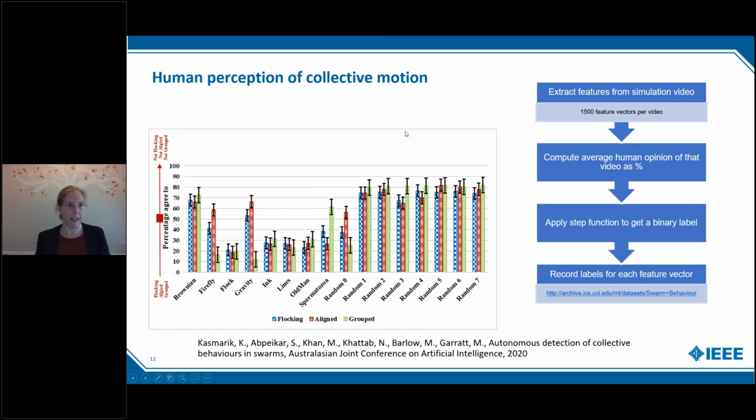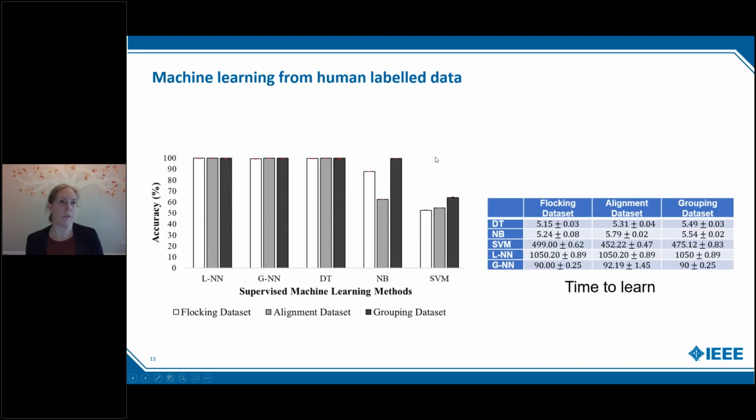So from taking this labeled data set, we're then able to see if we could train some machine learning algorithms to recognize the flocking in the same way that a human does. So what we did for that was we chose a bunch of different machine learning algorithms from the MATLAB toolbox, and we trained them, did a fairly standard 5-fold cross-validation with some of those different learning algorithms. So 2 different neural network approaches, a decision tree approach, naive Bayes, and a support vector machine.